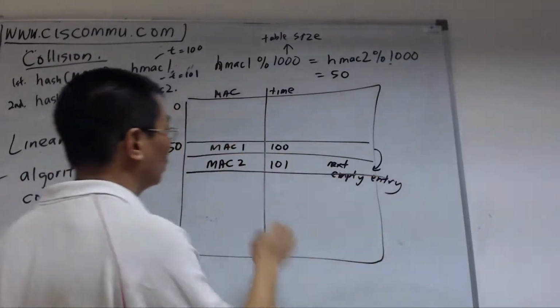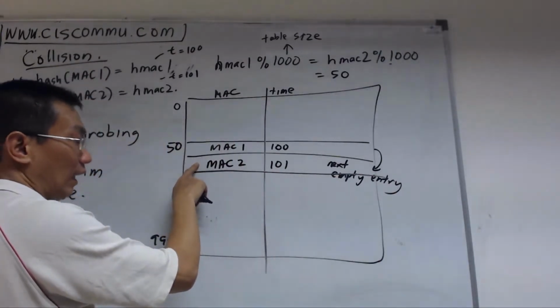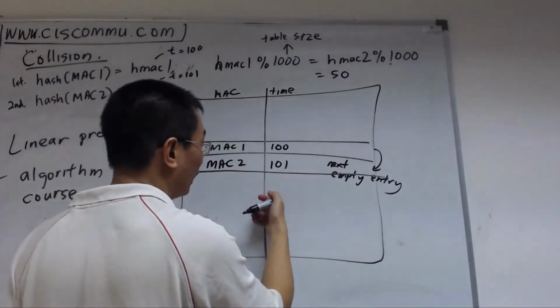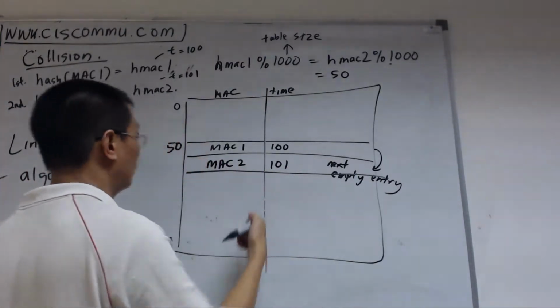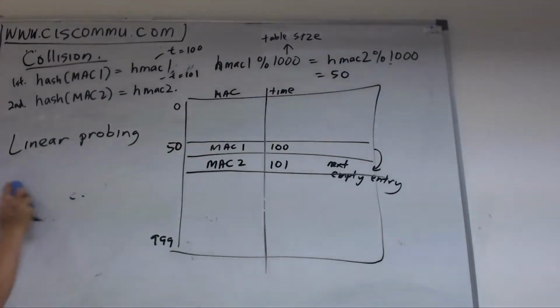So suppose there's some entry here, you're going to put the next following entry until you find an empty entry, you just insert it there. Alright? So let's say, okay, so this is a collision, so we have solved the collision.